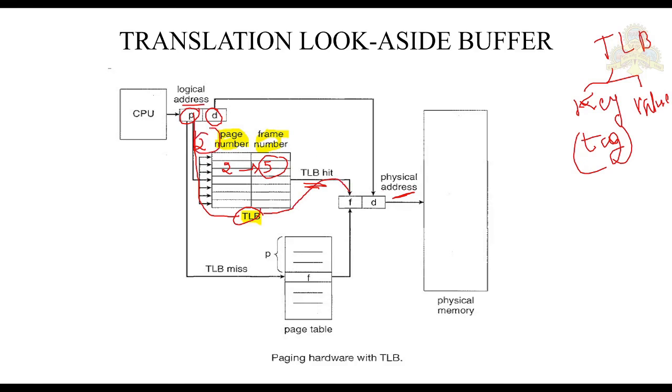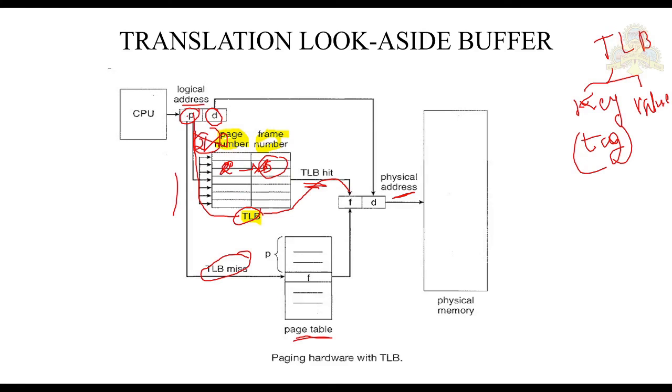Suppose this page number 2 is not present in your TLB, then what should be done? At that time, it will be called a TLB miss. A TLB miss means the page number that has been generated is not present in the translation lookaside buffer. Now the page number has to be searched in the page table. Whenever there is a TLB miss, that means the particular page number is not present in the TLB, next it has to be searched in the page table.